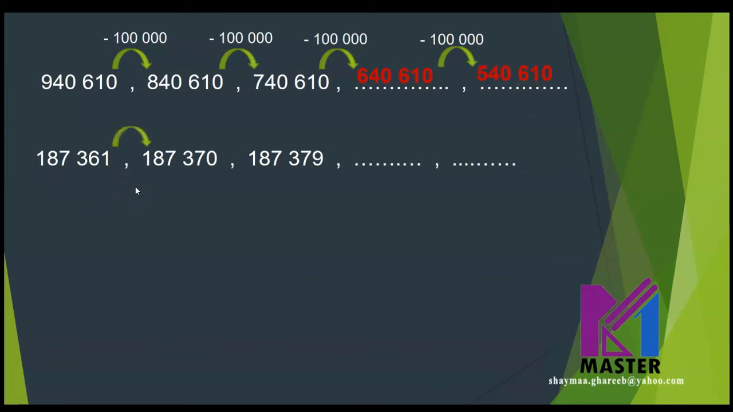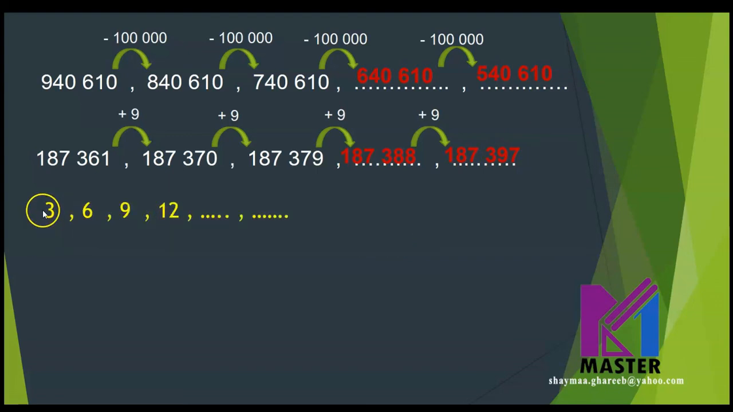The second sequence, let's check what's going on here. It seems adding. The numbers increase, so it's adding 9. As you can see, 361 became 370. And the second two terms, 370 became 379, so we added 9 as well. So it will continue the same way. By adding 9, I will get 187,388. Then add one more 9, so you will get 187,397.